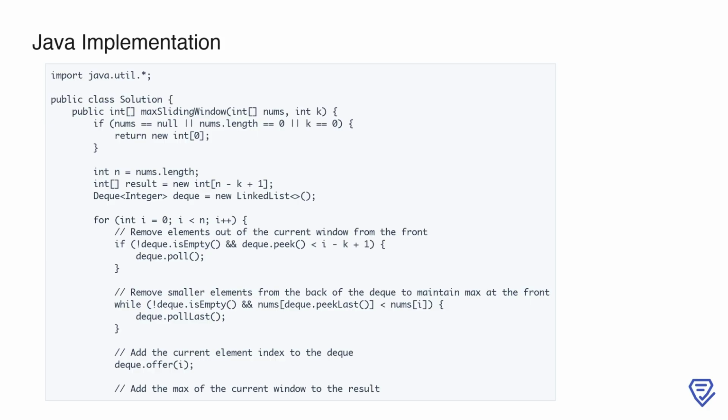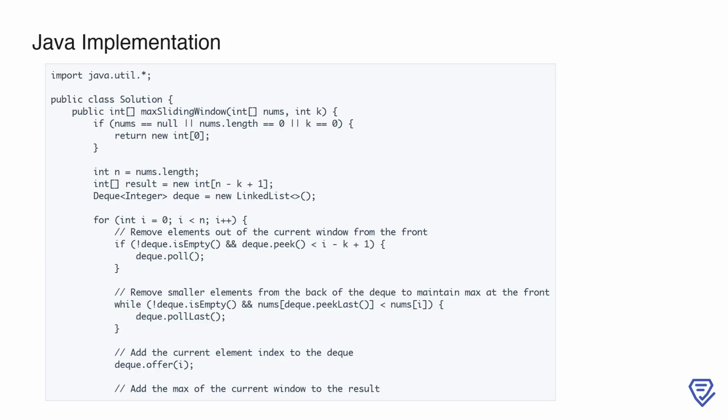Here, we begin the Java implementation of the sliding window maximum problem. First, we import the necessary utility classes. The max sliding window method is defined to take an integer array nums, which represents the input list, and an integer k, which represents the window size. We start by handling some edge cases. If the input array is null, empty, or if the window size is 0, we return an empty array since there are no valid windows to process.